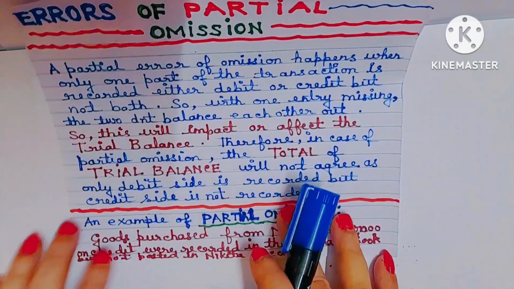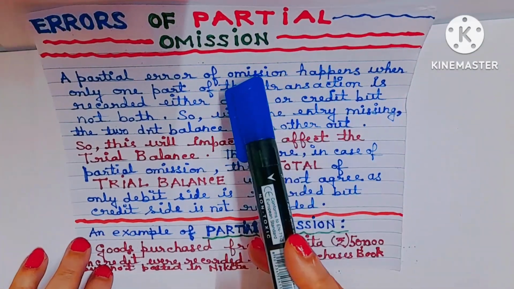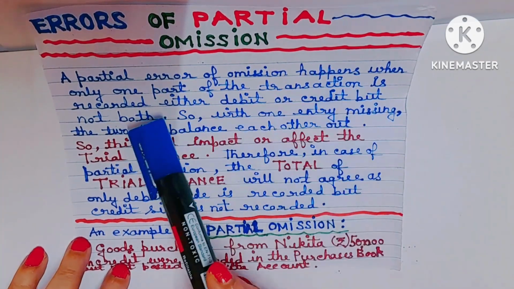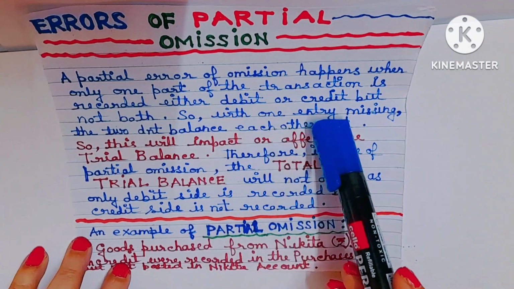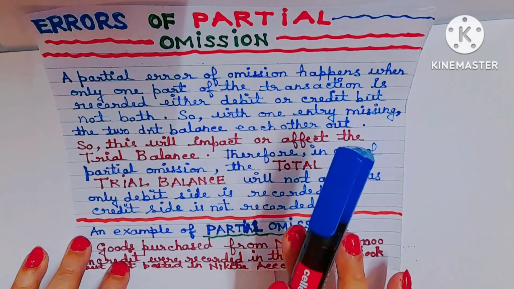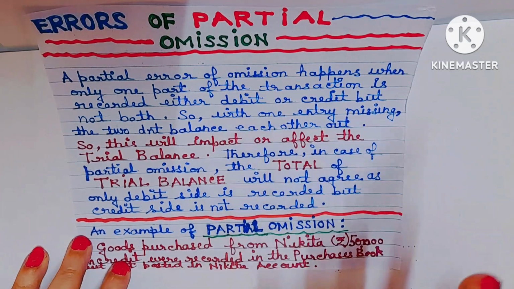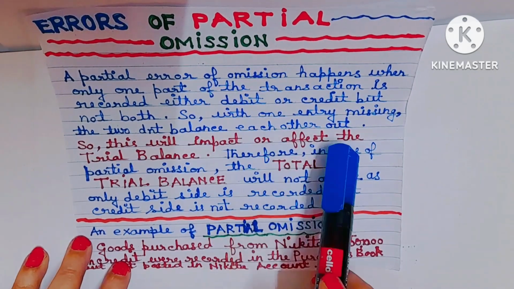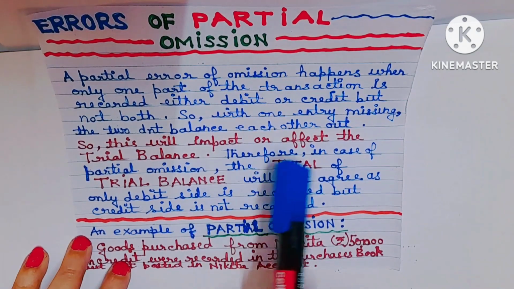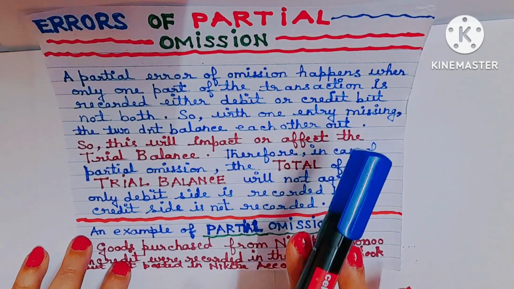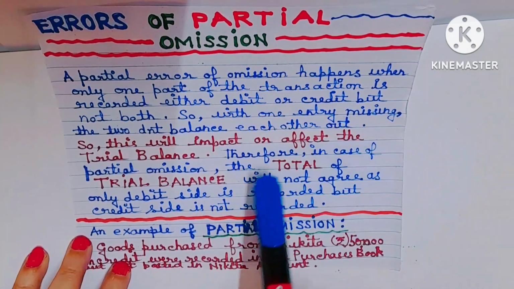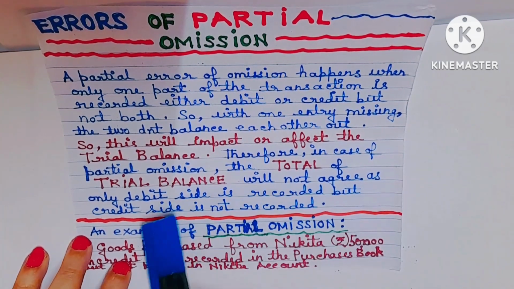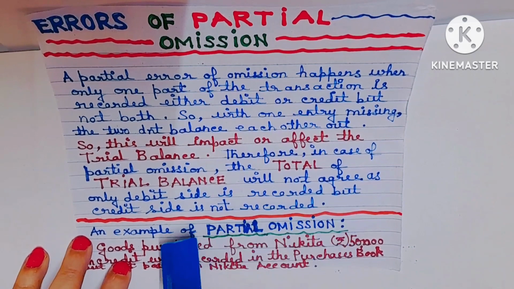Understood? Now, what is an error of partial omission? A partial error of omission happens when only one part of the transaction is recorded, either debit or credit. Either a debit side entry has been made or a credit side entry has been made, not on both sides. Understood? So with one entry missing, the two don't balance each other out. So this will affect the trial balance, which means the trial balance will not agree. Therefore, in case of partial omission, the total of the trial balance will not agree, as only the debit side is recorded but the credit side is not recorded.